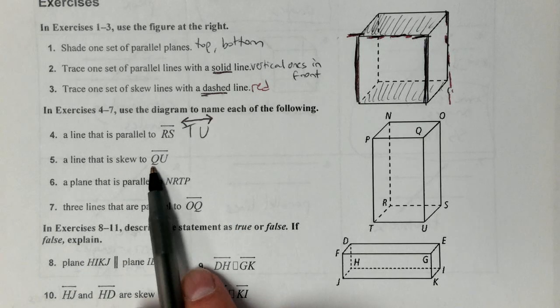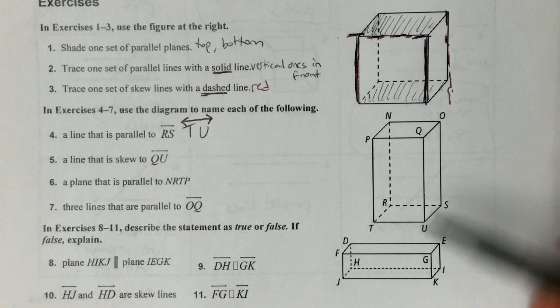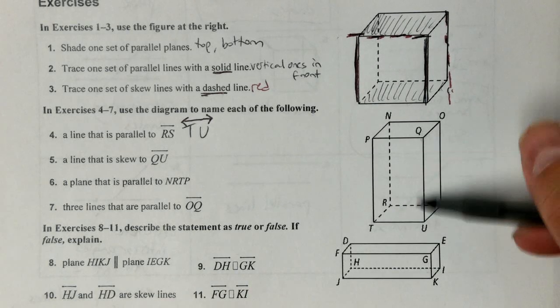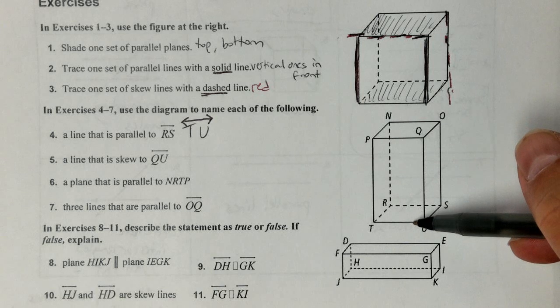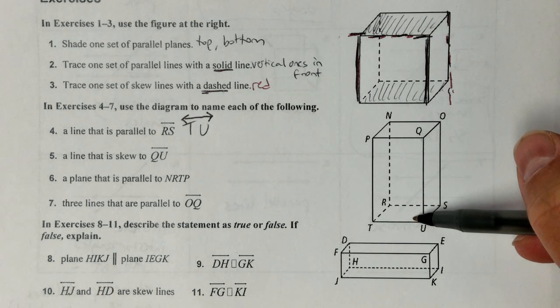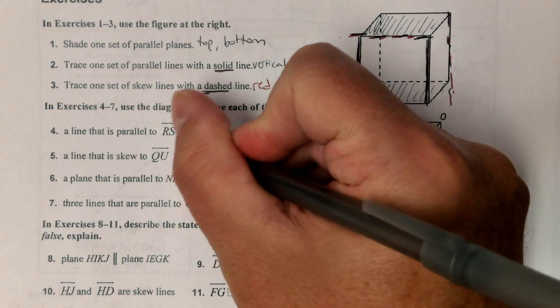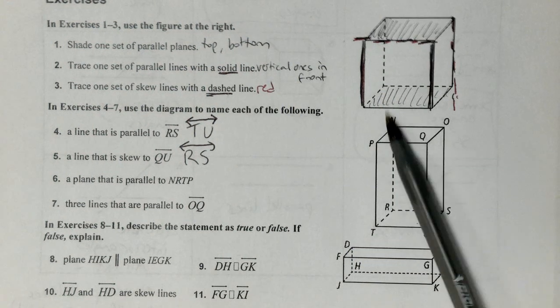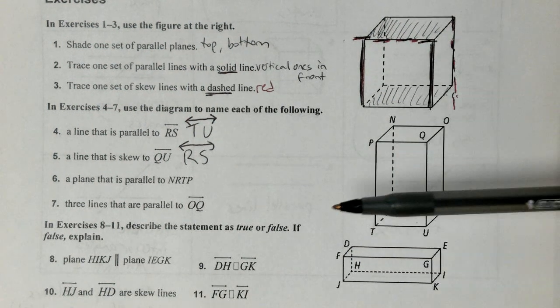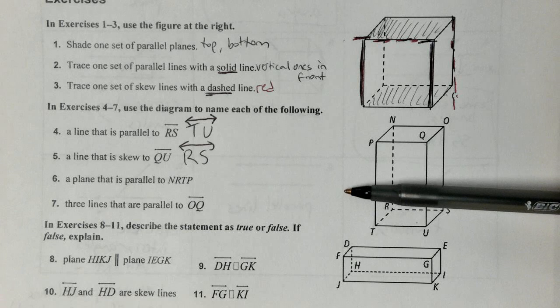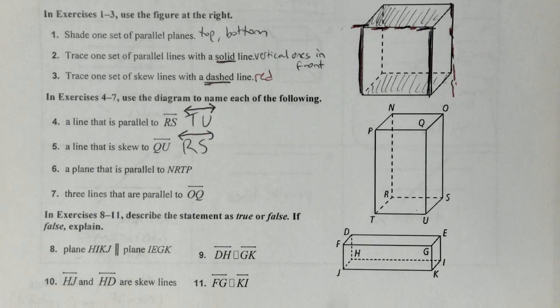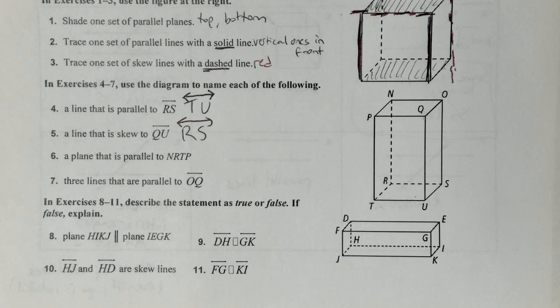Okay, number 5, a line that is skew to QU. Okay, so if QU is here, then an example would be RS. So you got QU, which is that front one, and RS would not touch it. And it doesn't intersect, and it's not parallel. So the main takeaway from this is skew means not on the same plane and not intersecting.